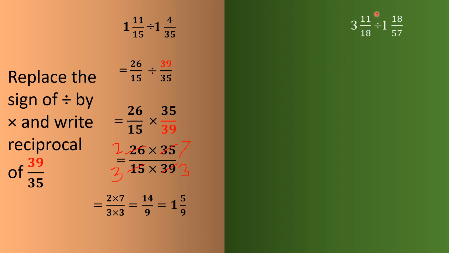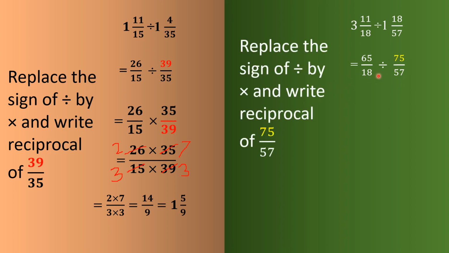Next question is this: 3 and 11 by 18 divided by 1 and 18 by 57. Both are mixed numbers, so we will convert them into improper fractions. So it is now 65 by 18 divided by 75 by 57. Now we will replace the sign of division by the sign of multiplication, and we will write the reciprocal of this divisor 75 by 57, which is 57 by 75. So it is our new form of this question. Now we can solve it easily because it is multiplication of fractions: 65 multiply 57 by 18 multiply 75.